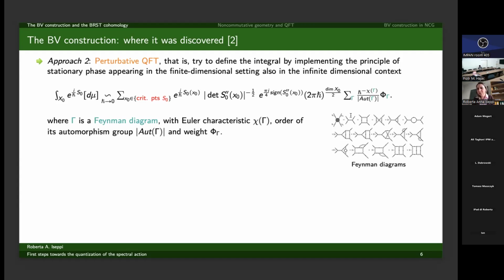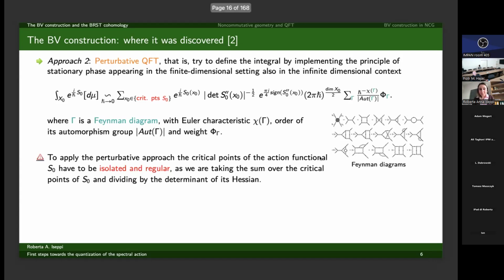And what enters in this formula are, for example, the Euler characteristic of the Feynman diagrams, or the cardinality of the automorphism group, and the last ingredient are some weights. So the idea is that what matters is just to consider the critical locus of S0 and then a bit of combinatorics with the Feynman diagrams. And this approach turned out to be extremely powerful from the point of view of experiments. So people doing experiments found very good results with this approach. But there is a problem.